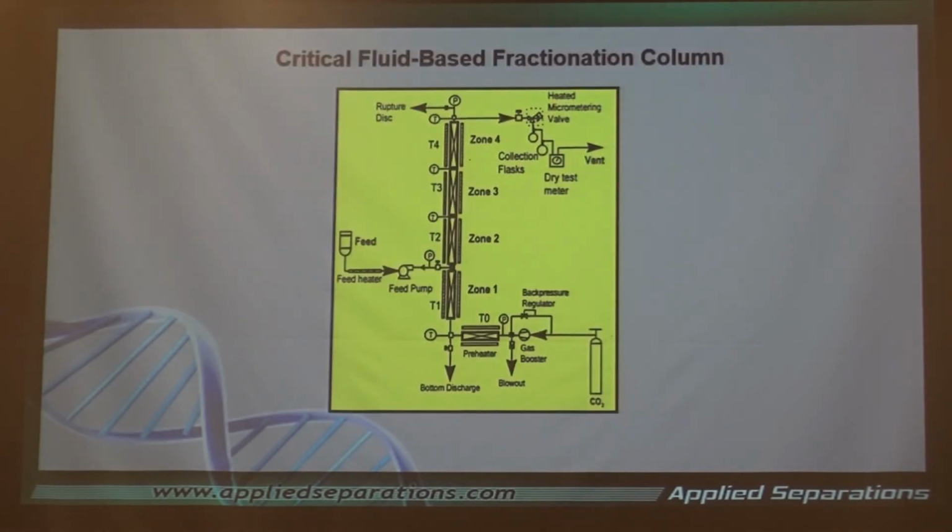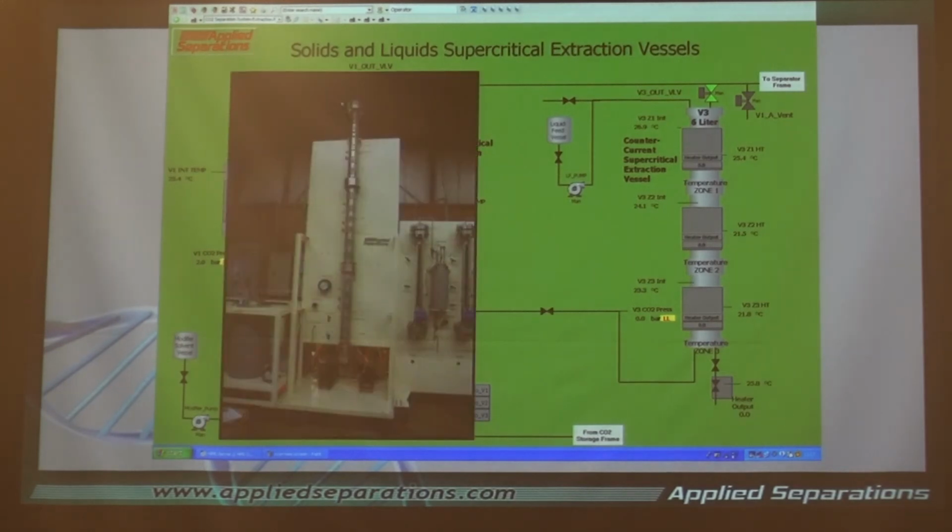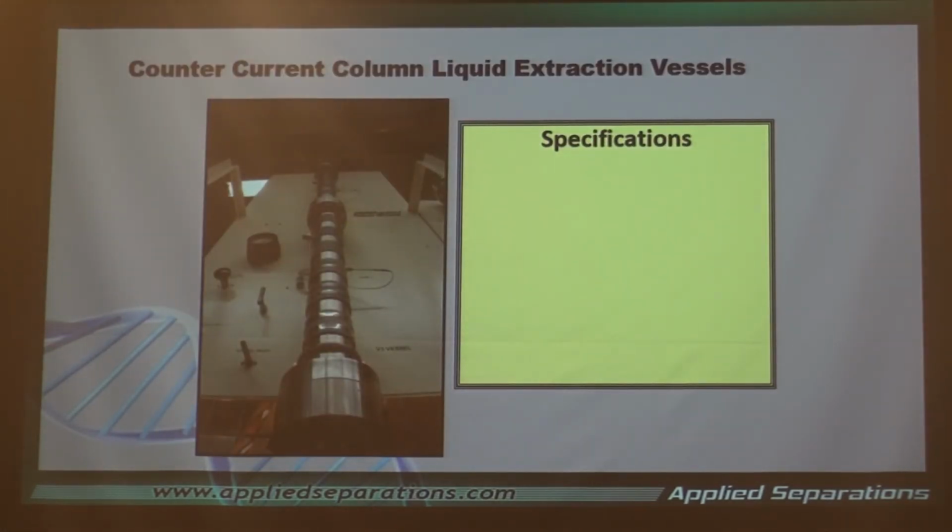One last example, a couple of examples. This is palm oil. I was talking to a group. This is a system that we put in, the 3-meter column, I think it was 3 meter or 5 meter, that we had for the Malaysian Palm Oil Board, for the extraction of vitamin E out of palm oil. And it was done in exactly the fashion that I mentioned here.